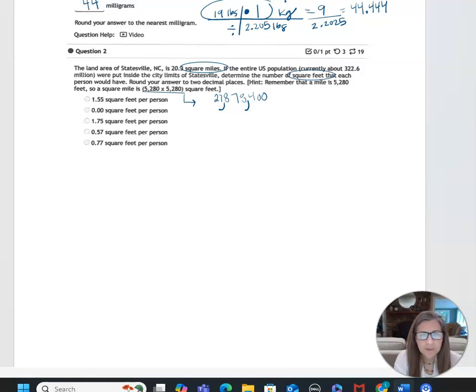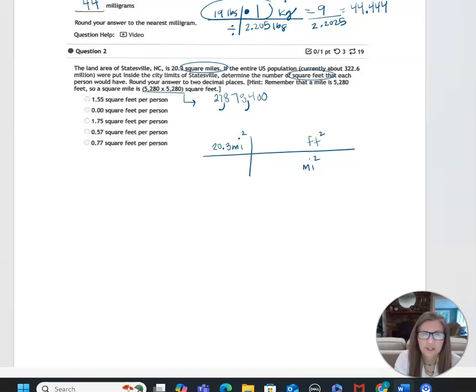So this would be, let me go back. So we've got 20.3 miles squared, and we want to convert that to feet squared. Now remember, miles squared on the top would cancel with miles squared on the bottom. That would put feet squared up here.